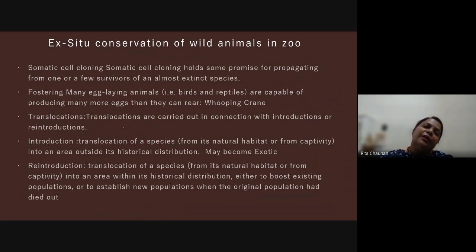So when we are introducing into an entirely new area, then it will be introduction, and the animals can become more exotic, and reintroduction where the population was already there but they have died out. So again we have conserved them, we have multiplied them, we have increased their population and then reintroduced that area.